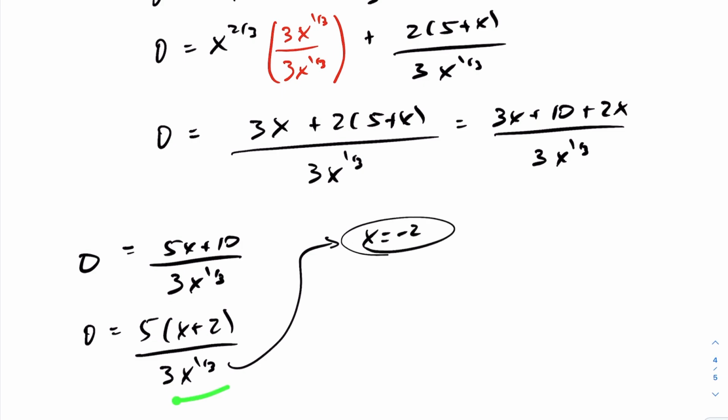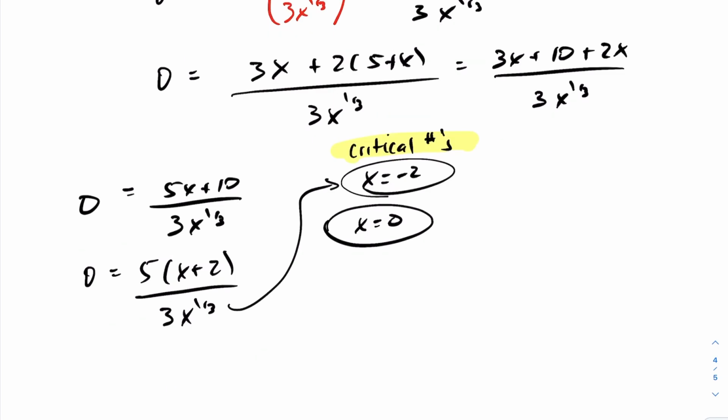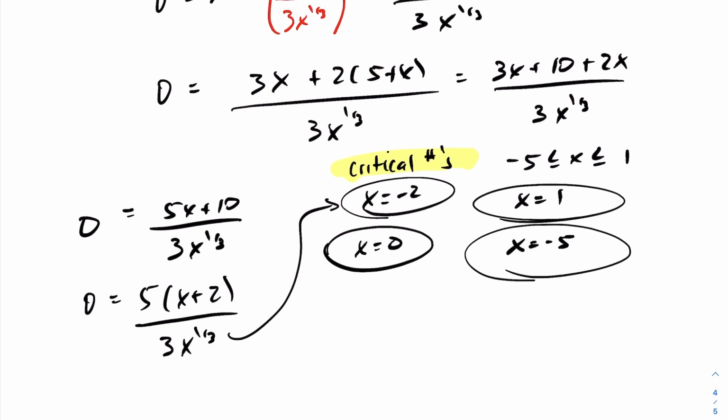In addition, we want to make note of points where the derivative is undefined. So we're also going to identify x equals 0. So we have our two critical numbers here. In addition, we want to examine our endpoints, and the endpoints of this function were negative 5 is less than x is less than 1. So we also have to examine x equals 1 and x equals negative 5. Of these four values, we will be able to identify the absolute maximum and or absolute minimum.